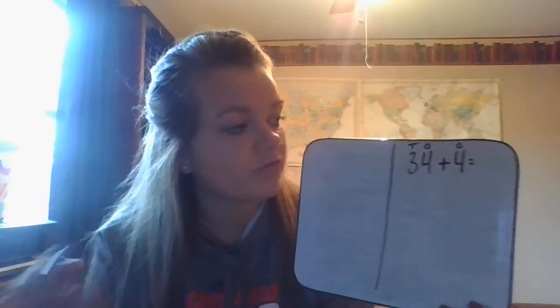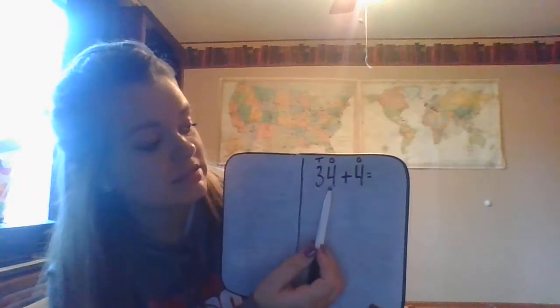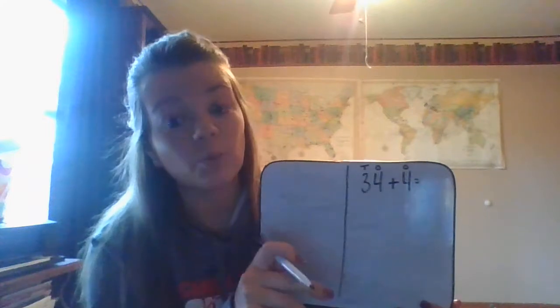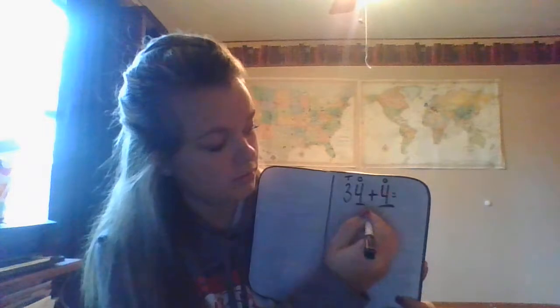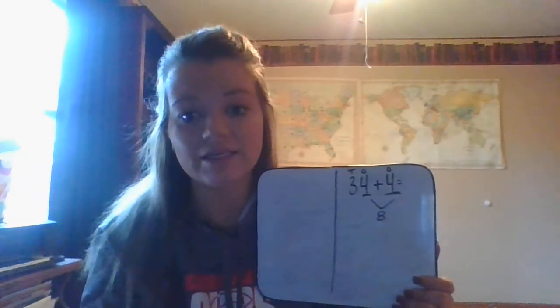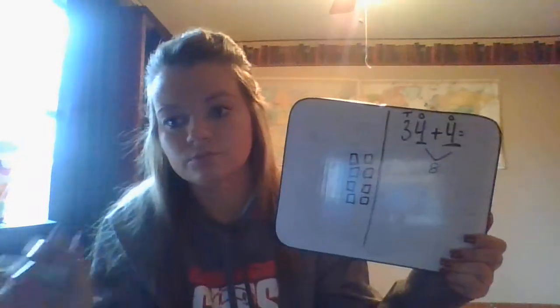So if we look at 34 first, my 3's in the tens place and my 4's in the ones place. And then if I'm looking at the number 4, I don't have any tens, I just have ones. So I just put an O on top of the 4. So now we're going to go ahead and we're going to draw, okay? So I'm going to look at my ones place first. So I have 4 ones in 34 and 4 ones in 4. So I need to add those together so I can draw them. So what's 4 plus 4? 8. Okay, so go ahead and I want you to pause it and draw 8 ones on this side.